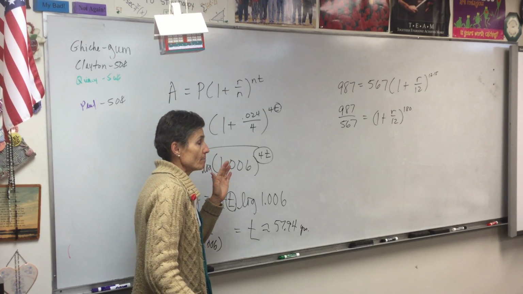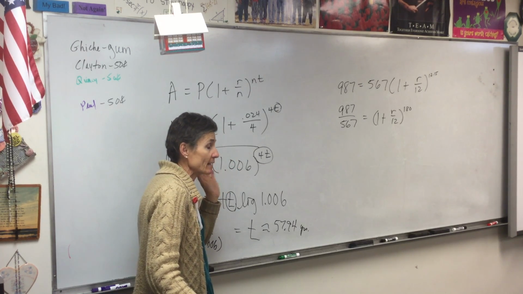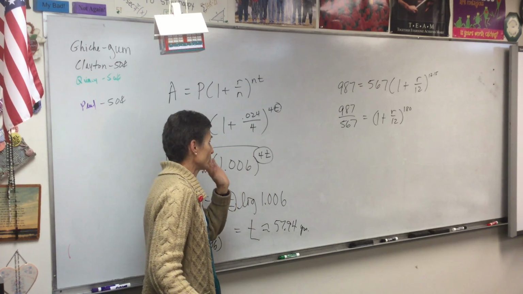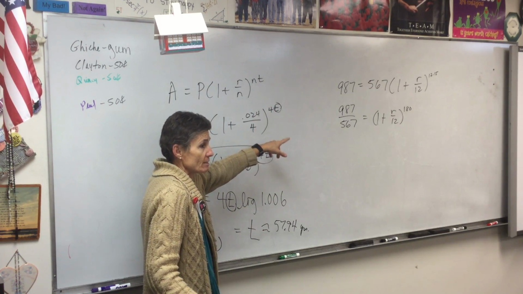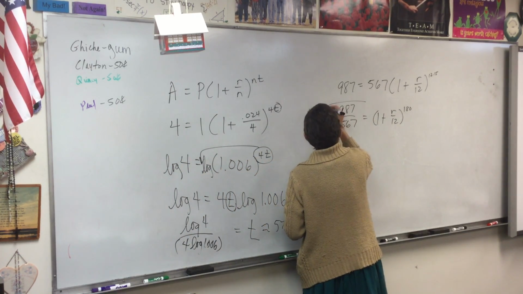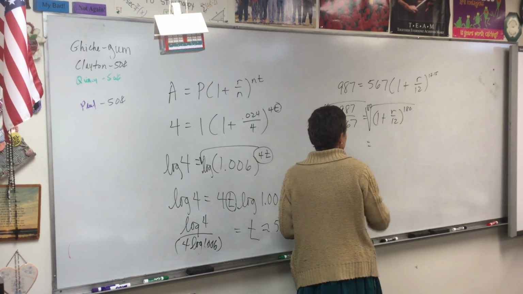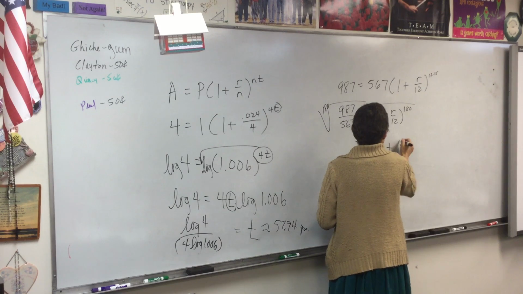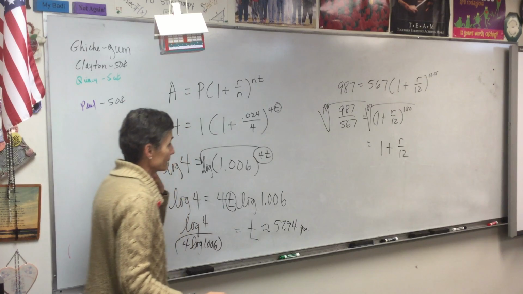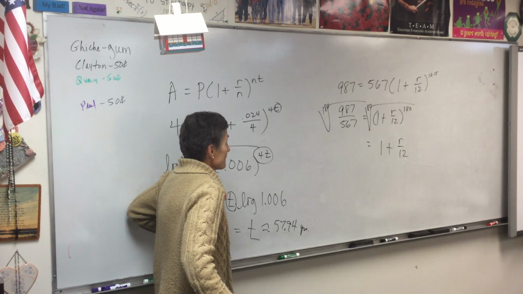Back in the old days, before calculators, we did. That's what we had to do. We had to take the logarithm of both sides. Took forever. You got a calculator. Let's use it. How can we proceed with this? We're going to take the 180th root of both sides. Because when you take the 180th root of both sides, it's going to cancel out the 180th power and leave you with just 1 plus r over 12.